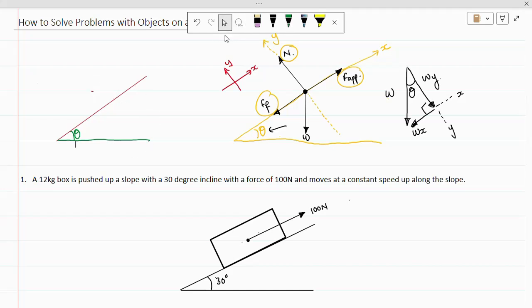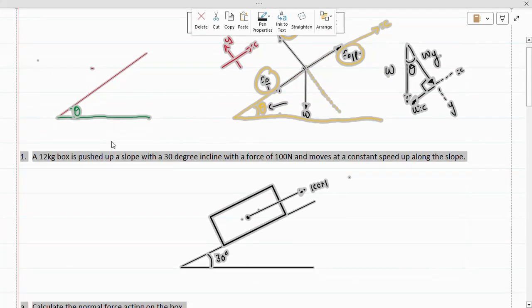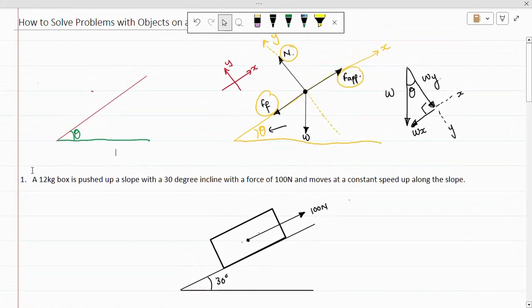Okay, let's do this. Okay, that did not work out. Let me do this instead. We're just going to draw it as one line, like that. So this is our theta. We know that that's our theta.